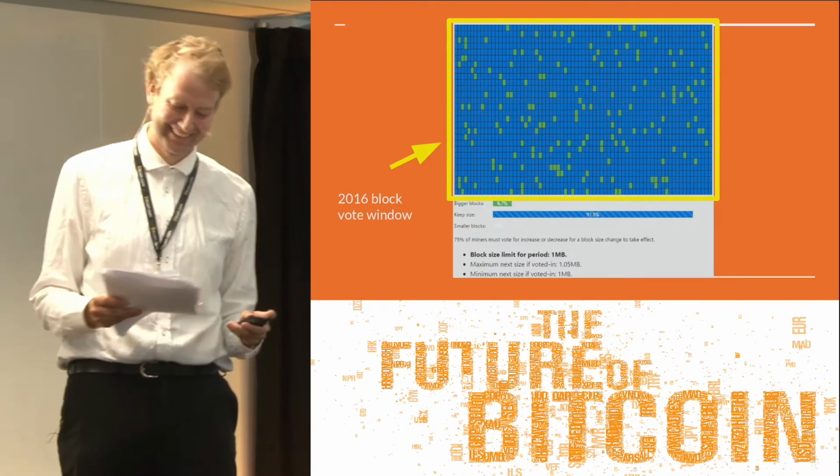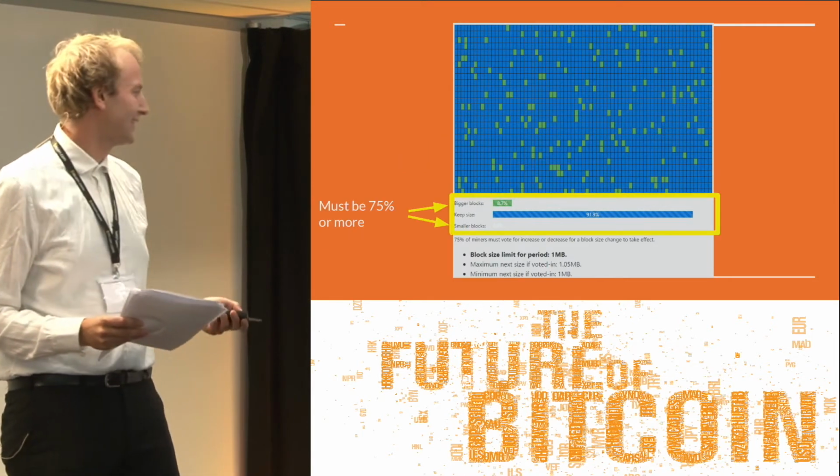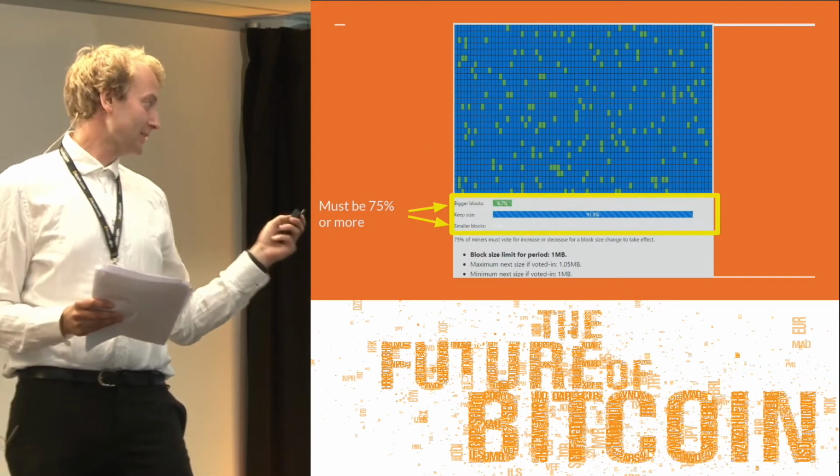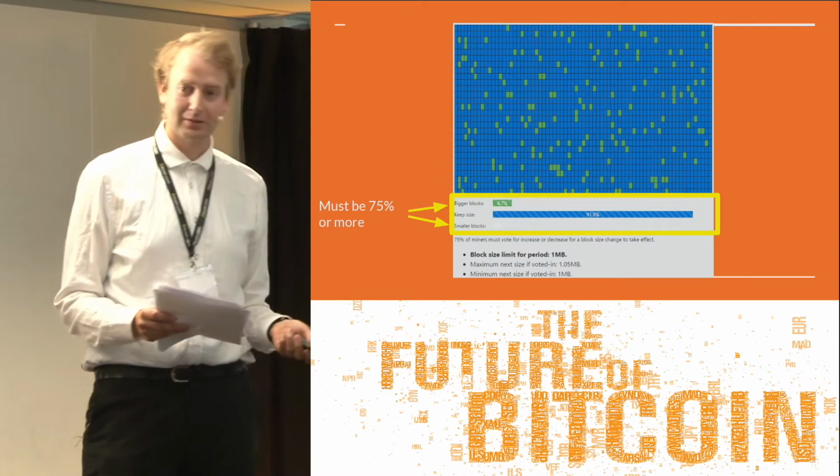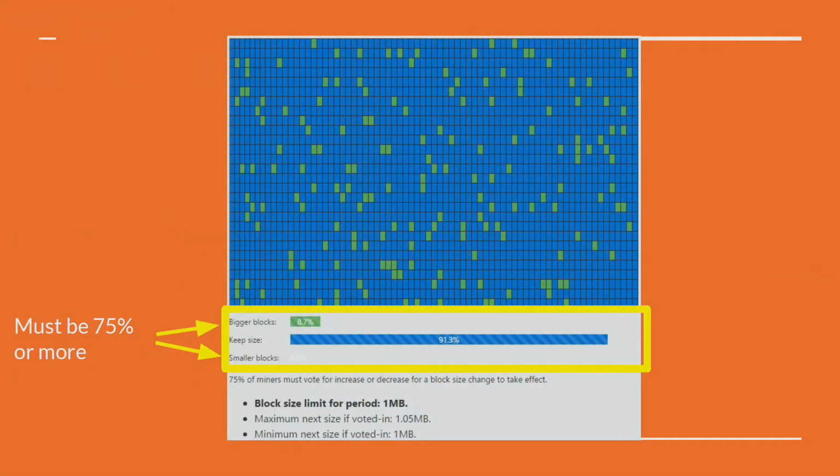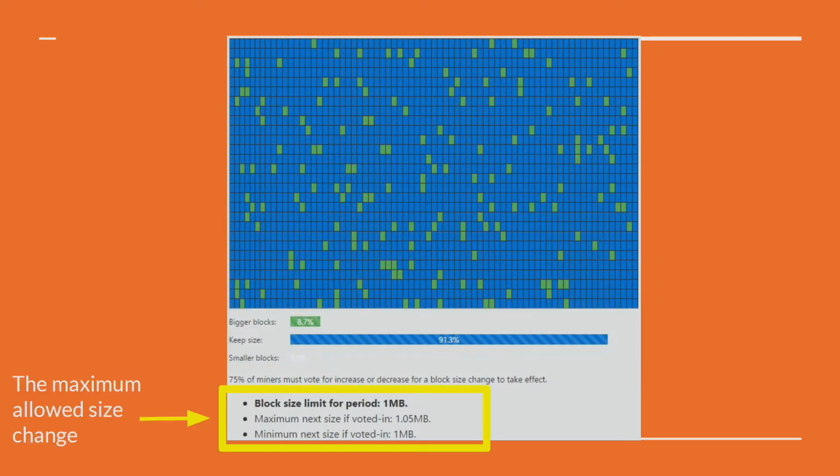So you must reach 50–75% for either bigger blocks or smaller blocks for there to become a change. And if we get a change, it's limited to a 5% change for every vote period. This is to add predictability and economic stability to the changes.